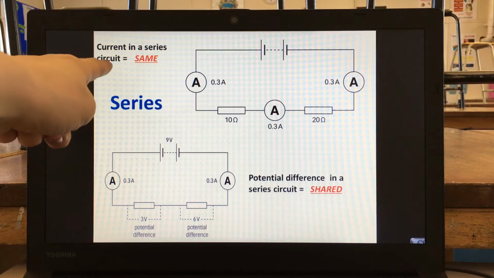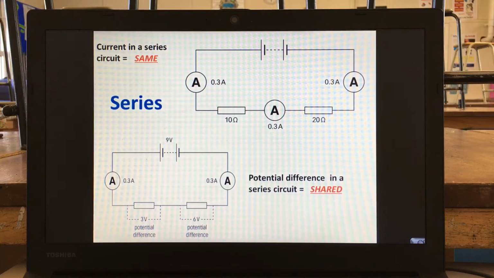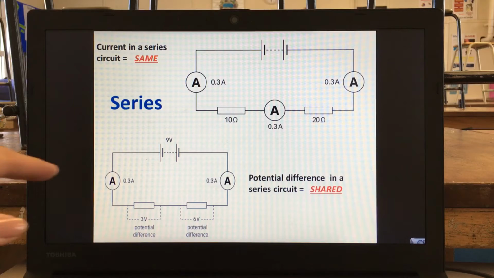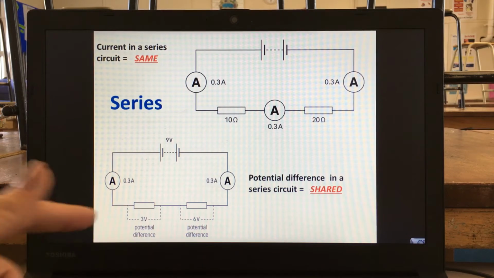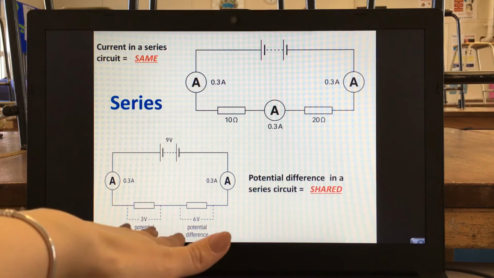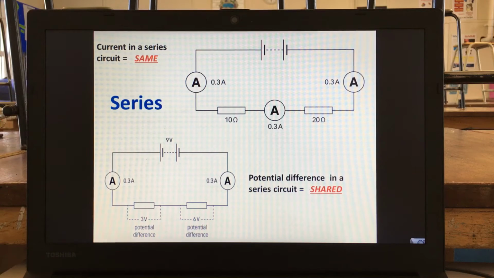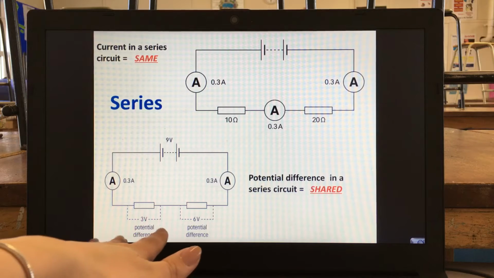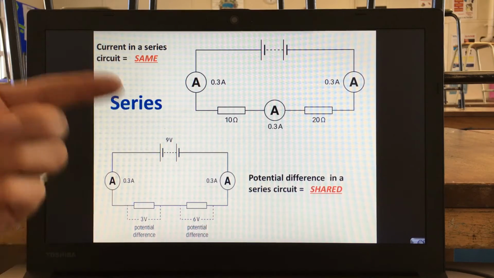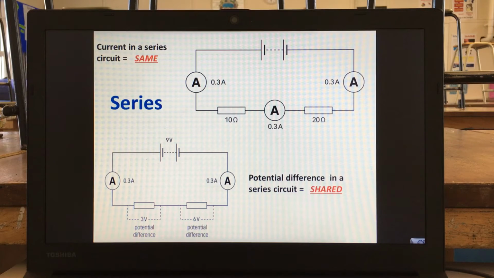Okay. And there's two rules for this. So you've got current. So current in the series circuit is the same wherever you go. So wherever you put this ammeter, it's always going to read the same current. However, for a potential difference, it's going to be shared. So doesn't necessarily mean evenly. Each component can draw different potential difference. But as you see here, this is 6 and this is 3. The potential difference within a series circuit will add up to the total voltage supplied by the actual power source.